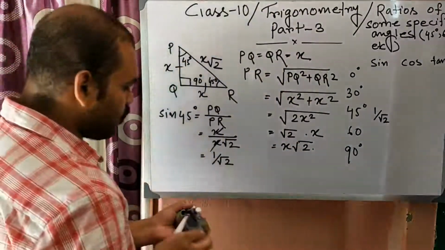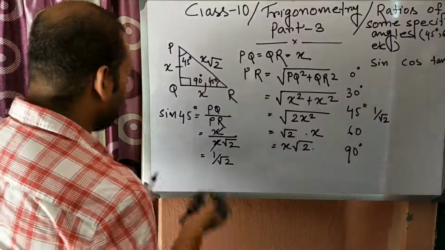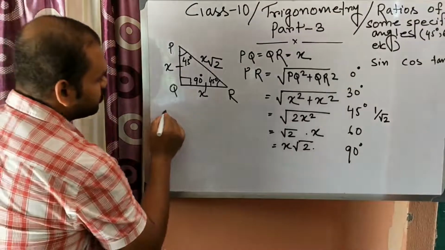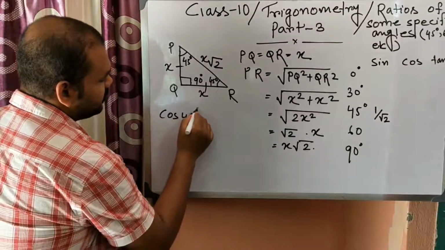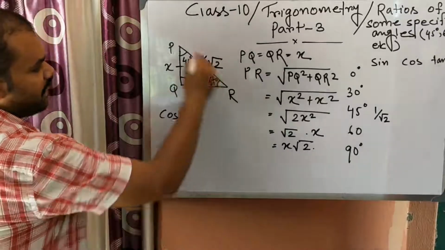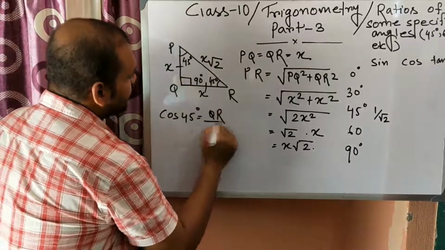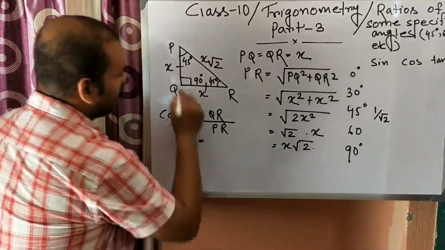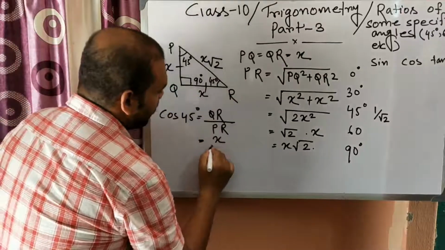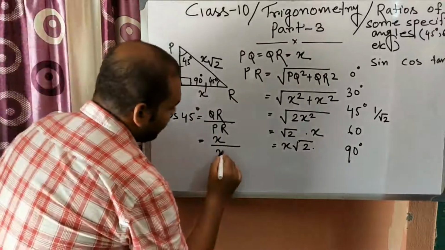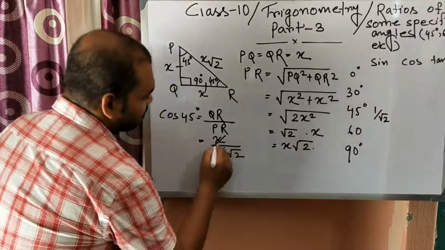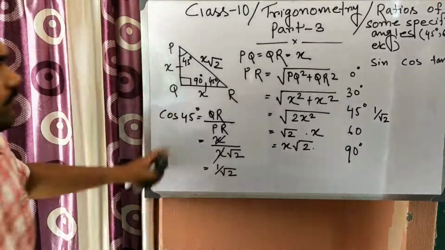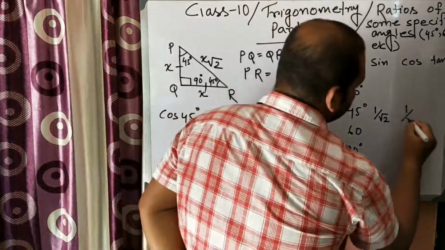Now what is the value of cos 45 degree? How to find out the value of cos 45 degree? Very easy. So cos 45 degree, that is cos of angle R. Cos means base by hypotenuse. So QR by hypotenuse, which is PR. What is the value of QR? X. And what is the value of PR? X root 2. So x cancels out. We are getting 1 by root 2. So the value of cos 45 degree is also 1 by root 2.